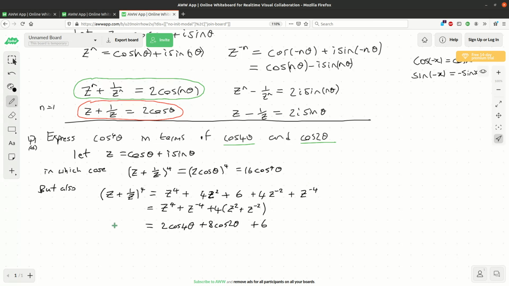And hence, cos to the 4 theta is, now you can just simplify it, 1/8 of cos 4 theta plus 4 cos 2 theta plus 3. And there we go. That is basically how this entire exercise works. It's not impossible. It really is not impossible.